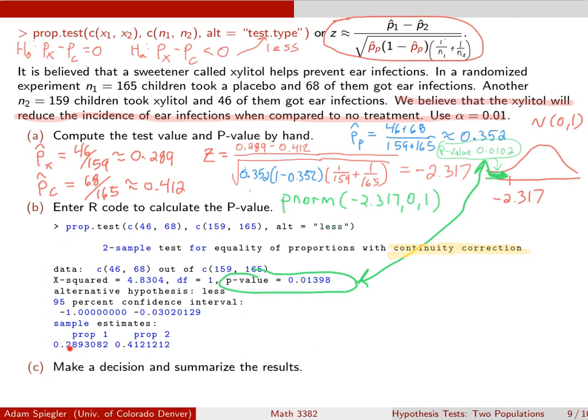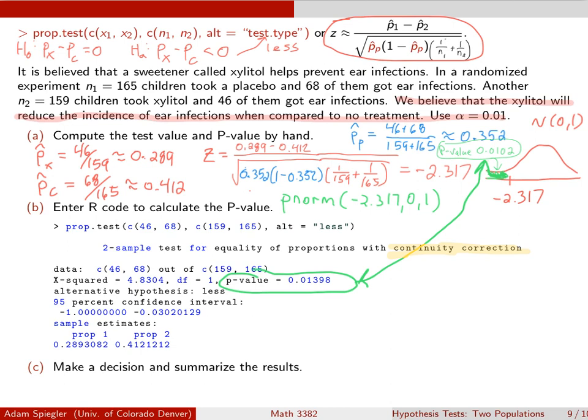But over here we can see that this is the proportion from the xylitol group. Here's the proportion from the control group. And we really don't want to make any sense out of this 95% confidence interval in this case because we had a one-tailed test. And we actually don't see what the test statistic is anywhere in here. But we just need the p-value in order to make a conclusion, so we don't need to see the test statistic. So we've got a p-value of 0.0398.